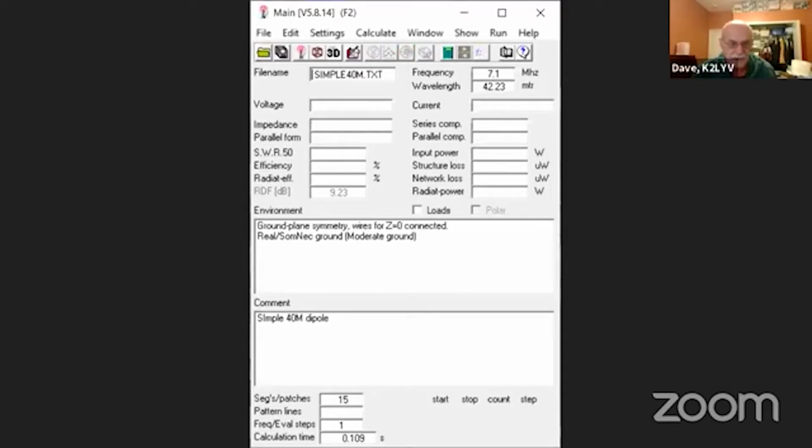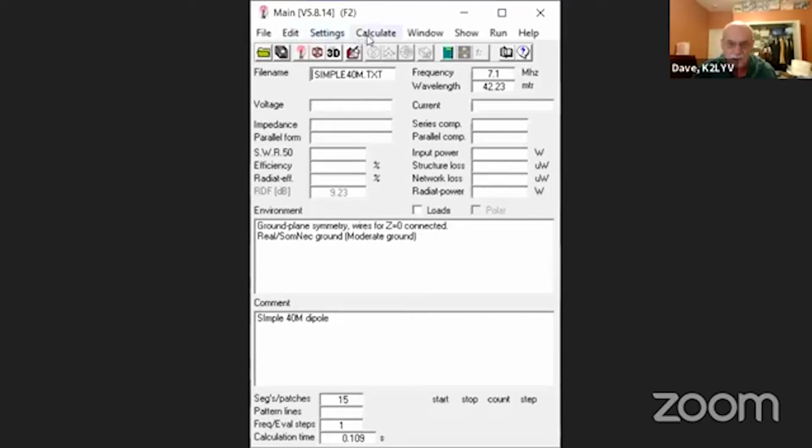So here's a description of what the antenna looks like. You can see it looking from above. It's a simple dipole. You can see it's parallel to the Y-axis. You expect the pattern to look something like a figure 8 pointing this way. So let's ask NEC to model this.